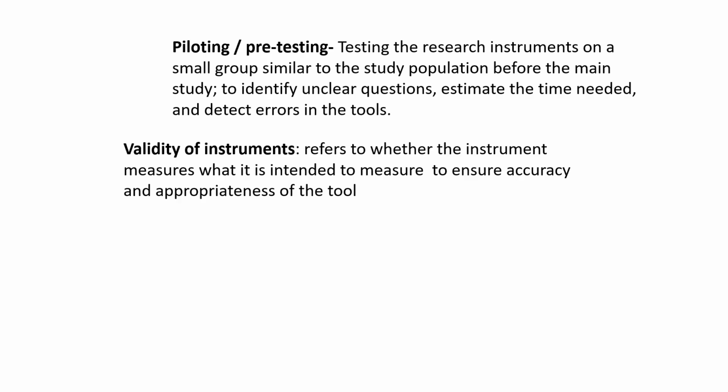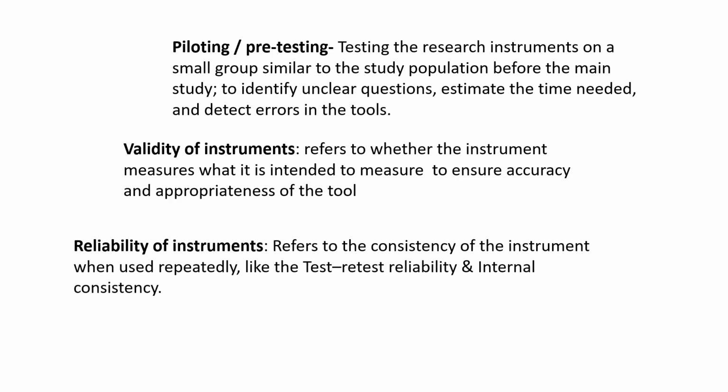Then you move to validity of instruments. Validity of instruments refers to whether the instrument measures what it is intended to measure, or to ensure accuracy and appropriateness of the tool. Reliability of instruments. This one refers to the consistency of the instrument when used repeatedly, like the test-retest reliability and the internal consistency.